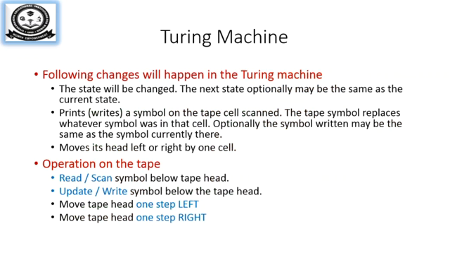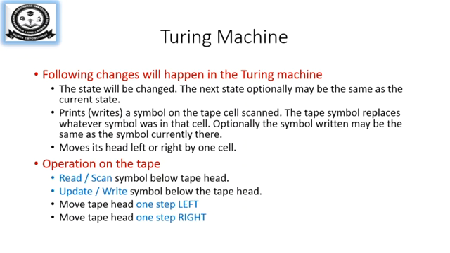Now, what changes will happen in the Turing machine? If the state changes, it will change from one state to another state. Optionally, it may be the same as the current state also. The tape head can move from one cell to another cell. That movement can come with a state transition, or it can stay in the same state itself. Then it can print a symbol on the tape where the cell is being scanned. So at the current position where the tape head is standing, it can either read or update the cell information, and then the tape head will move either to the left or to the right side according to our algorithm.